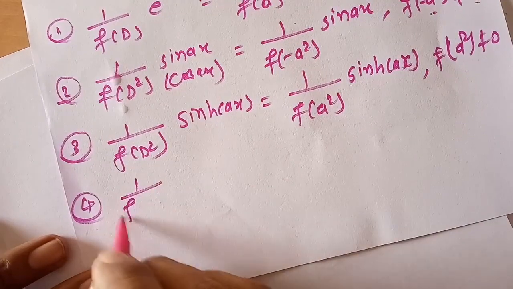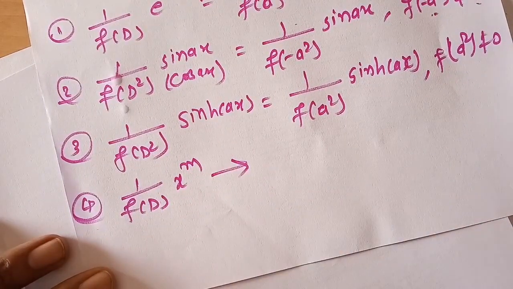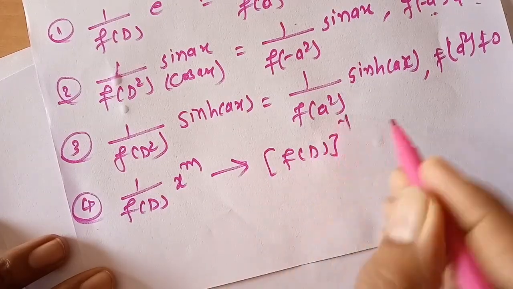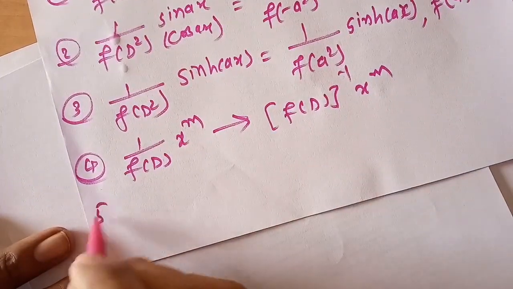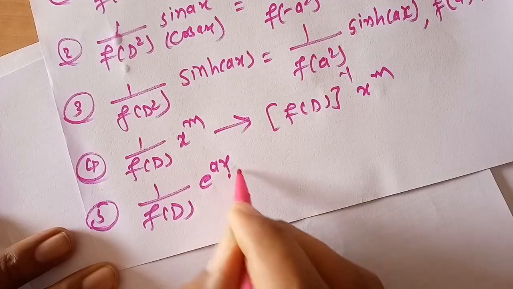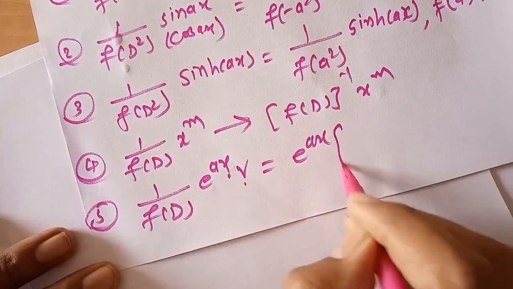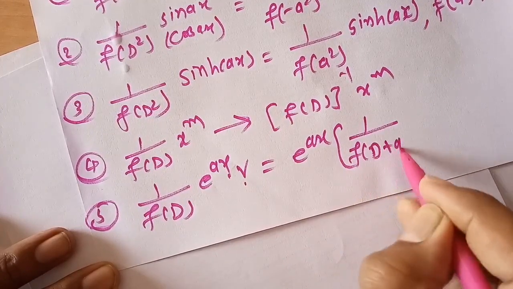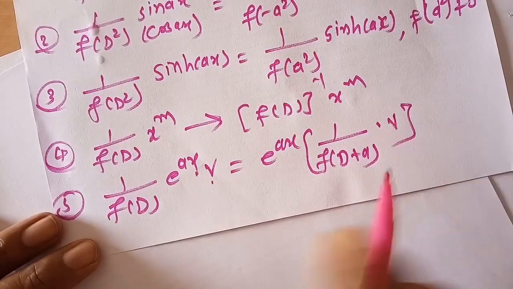Then 1 upon f(D) into x raised to power m. This is the polynomial. If a polynomial is there, then we take only its inverse expansion and x raised to power m. Using this we can find it. The next is 1 upon f(D) into e^(ax) into v, where v is a function of x. Here we take e^(ax) as common, and if we take e^(ax) as common, then we have to make a change in D as D + a into this v.